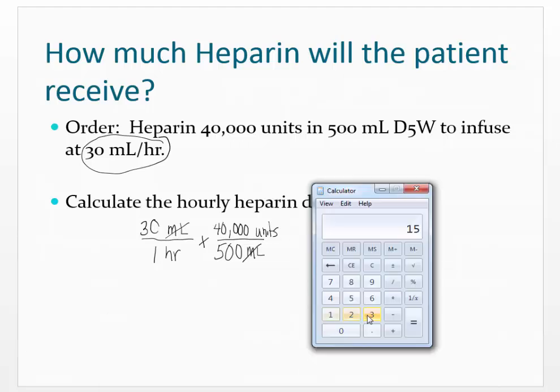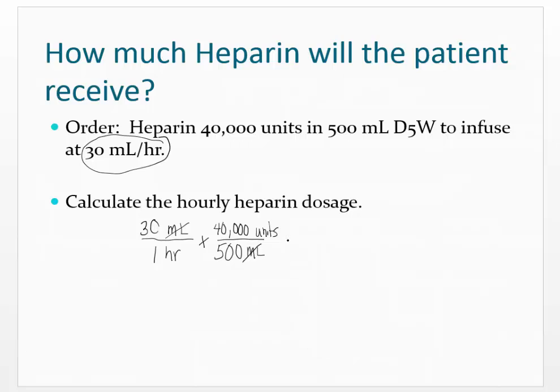Go to my calculator, and I take 30 times 40,000, be careful with all those zeros, and then I divide that by 500. I get my answer of 2,400, and that would be units per hour. So I have converted a milliliter per hour rate into a unit per hour rate so that I know the amount of heparin the patient will receive.